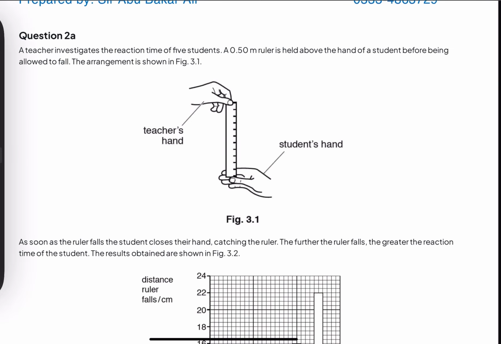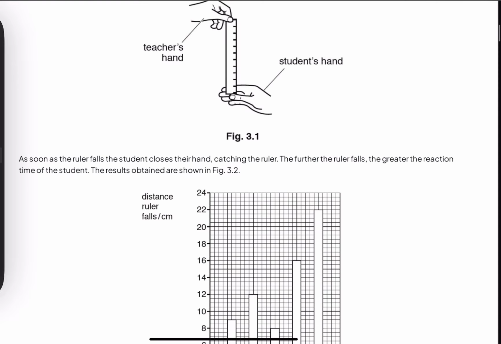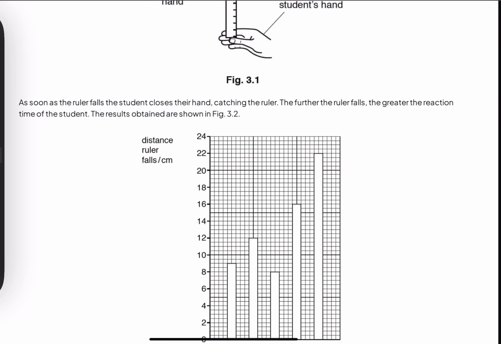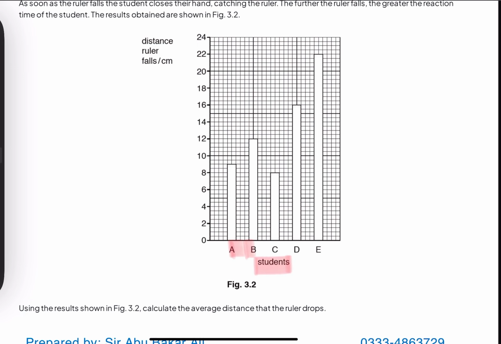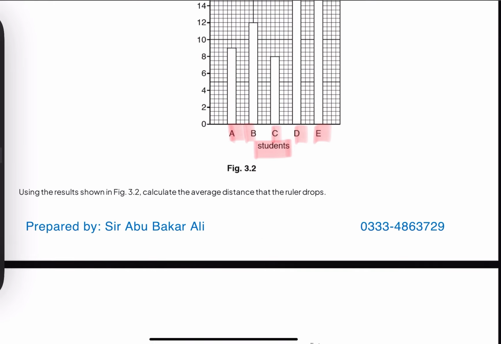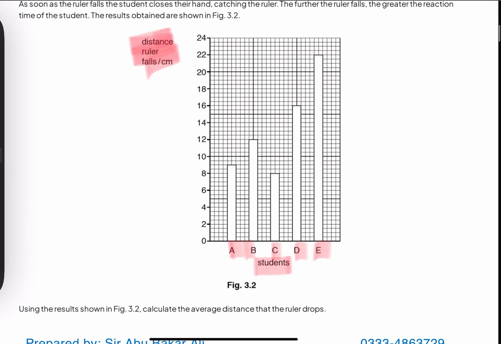A teacher investigates the reaction time of 5 students. A 0.5 meter rule is held above the hand of the student before being allowed to fall. The arrangement is shown in the figure. As soon as the ruler falls, the student closes their hand, and we have different data. We have students A, B, C, D, and E, and the distance the ruler falls, in centimeters. Using the results shown in the figure, calculate the average distance that the ruler drops. Okay, we have to find the average distance.